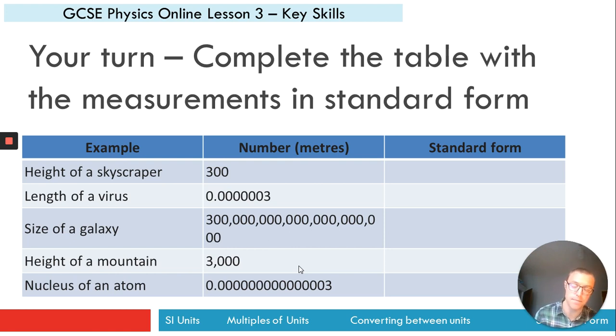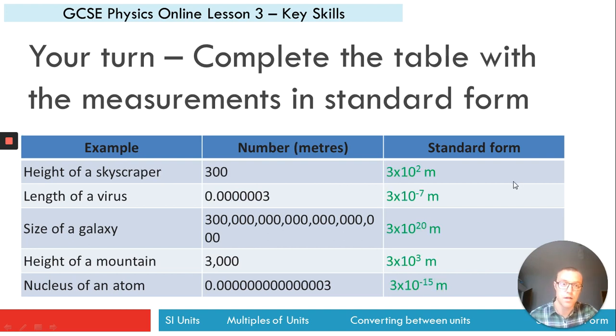Okay, hopefully you've managed that. I wanted you to convert these normal numbers into standard form. Here are your answers. Height of a skyscraper is 3 times 10 to the 2 meters. Length of a virus, 3 times 10 to the minus 7 meters. Size of a galaxy, 3 times 10 to the 20 meters. Height of a mountain, 3 times 10 to the 3. Nucleus of an atom is about 3 times 10 to the minus 15 meters.